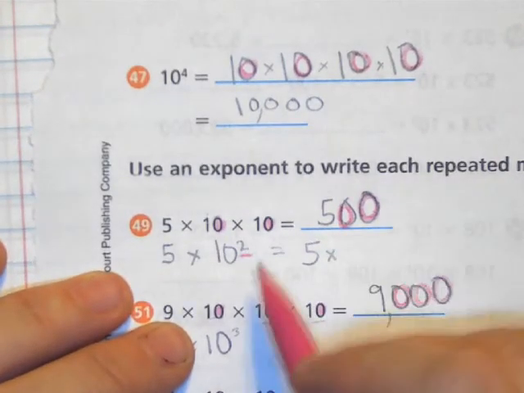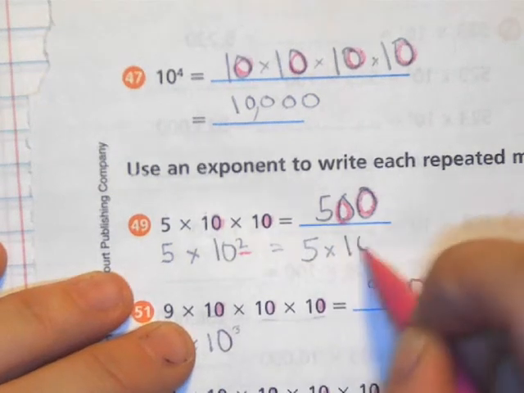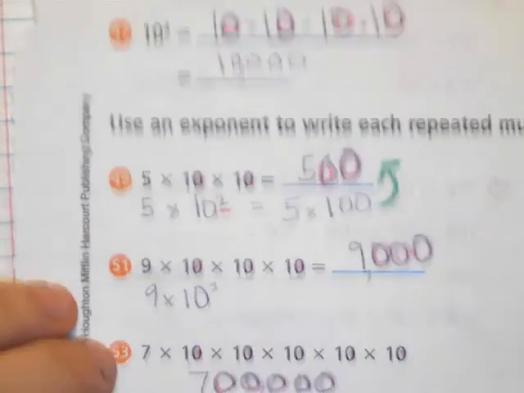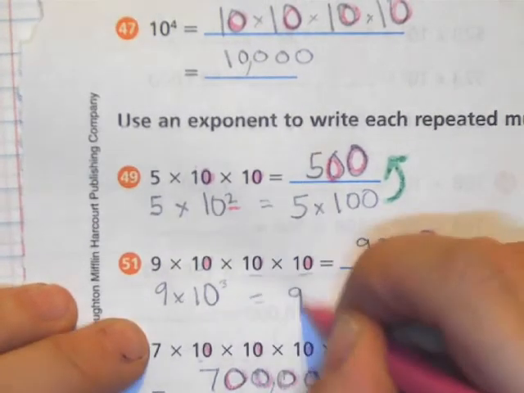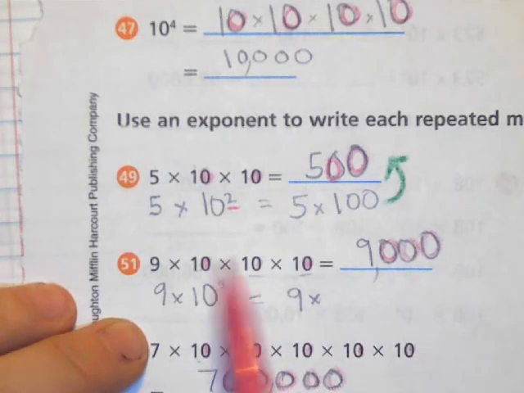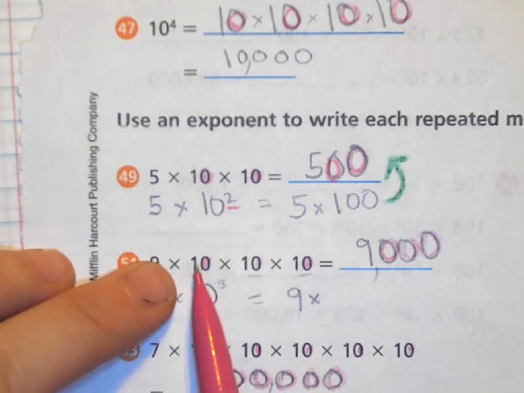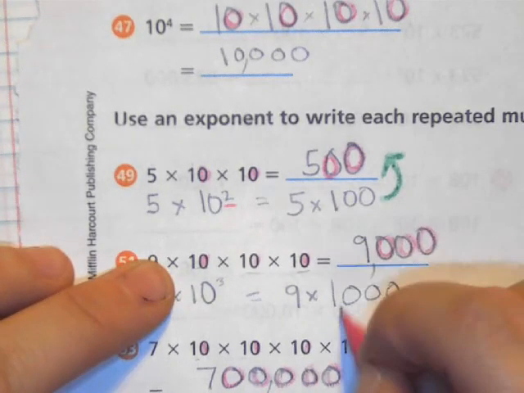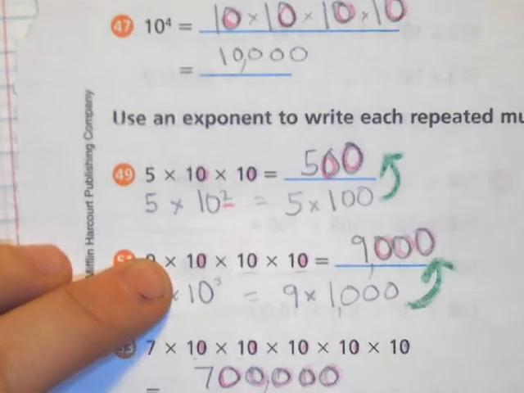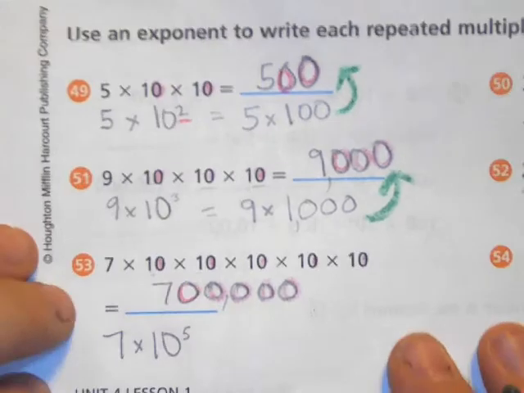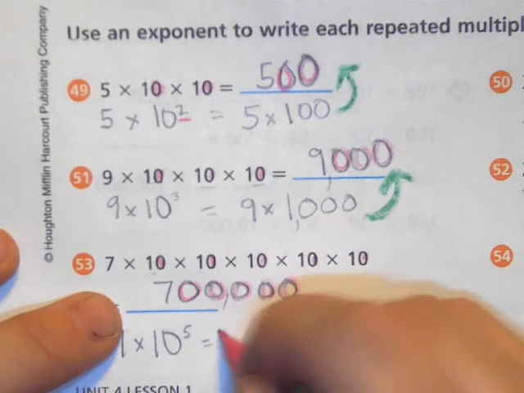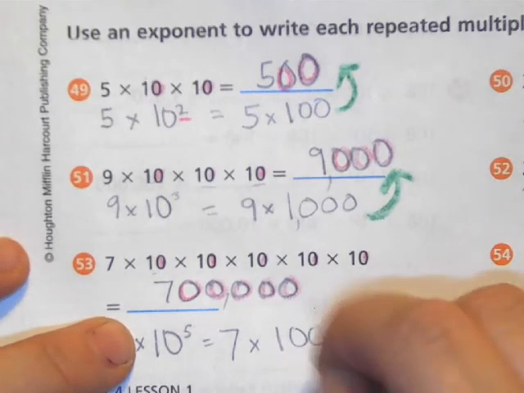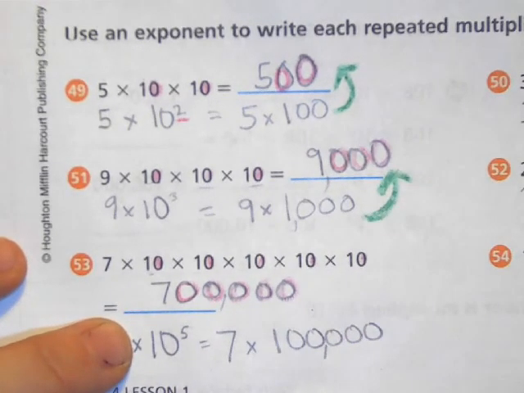Again, work backwards over here. Let's go with 49. What is 10 to the second? Well, you keep the 5, and 10 to the second, or 10 times 10, is 100. Is 5 times 100 500? Yep. Same thing down here. 9 times 10 to the third. Well, what if you don't know what 10 times 10 times 10 is? Just do the trick you know. 1 times 1 times 1 is 1 with 3 zeros. Is 9 times 1,000 9,000? Yes. And here's the last one. 7 times 10 to the fifth is 7 times a 1 with 5 zeros.